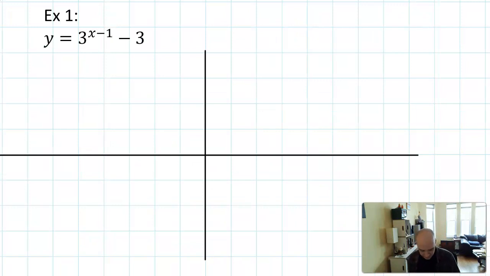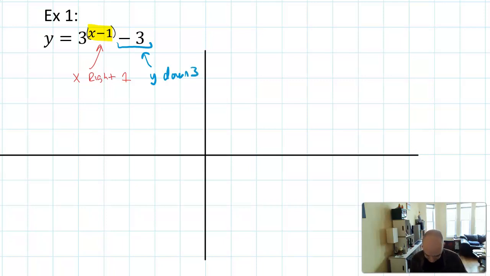First example, y equals 3 to the x minus 1, minus 3. So, in the x minus 1, that's our x transformation. So this is telling us to shift x to the right by 1. And the minus 3 is telling us to shift y down 3. We also notice that we have a base of 3, and that will affect how you sketch your parent.